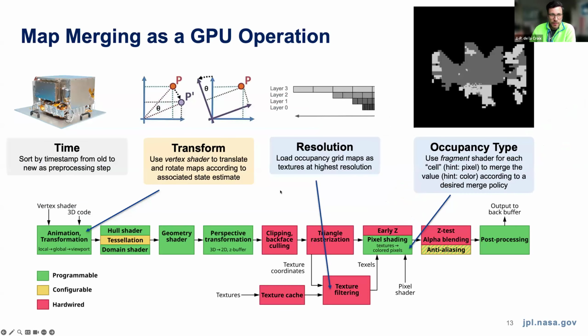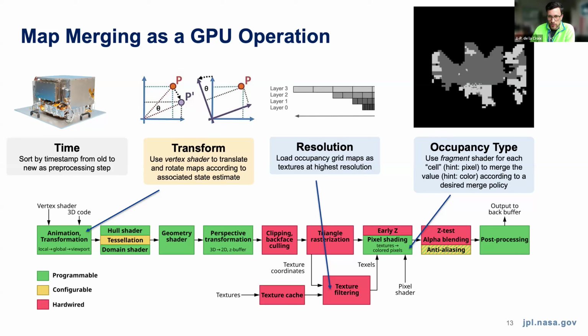So a little bit more specifically about the map merging operation. Again, we had time, so that's one thing that we didn't do on the GPU. We decided that to deal with our time priority, we would just pre-sort the maps according to time, because we already had all the maps in a database, so it was incredibly easy to just pull out all the map data ordered by time, because that was the key in the database. But after that, we take full use of the GPU. Like I said, the vertex shader helps us with the transform, so it allows us to translate and rotate maps according to the associated state estimate that we get out of the database for that particular piece of the map.